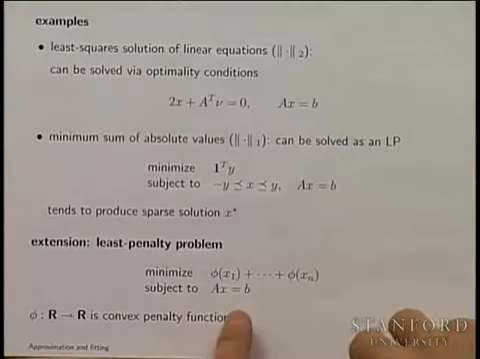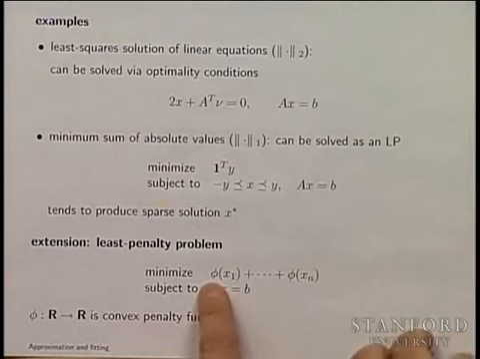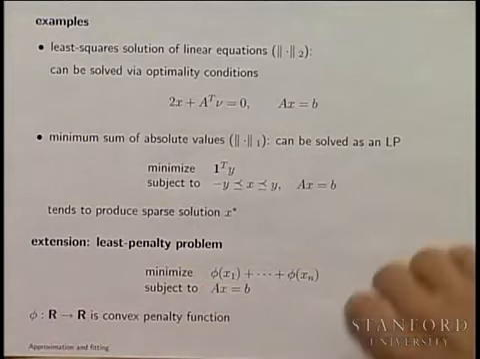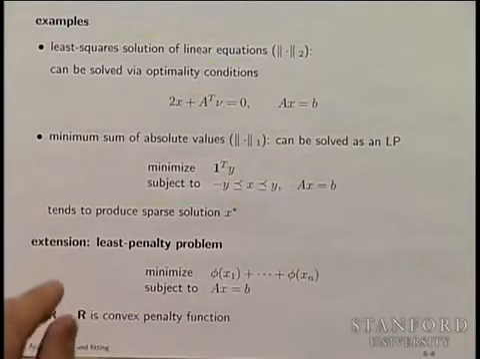And the extension is least penalty, and of course, same ideas hold. Except here, the penalty's on x. So for example, if phi is something like a fuel use function, then this would be a minimum fuel control problem, for example. Okay.